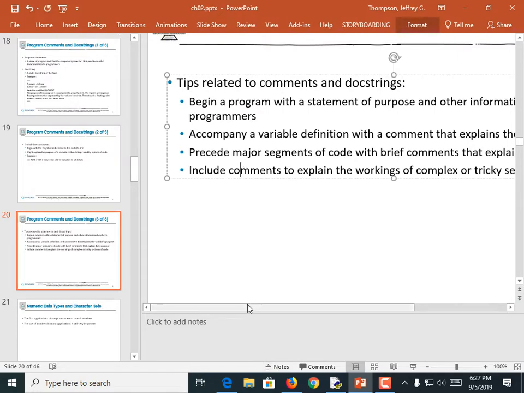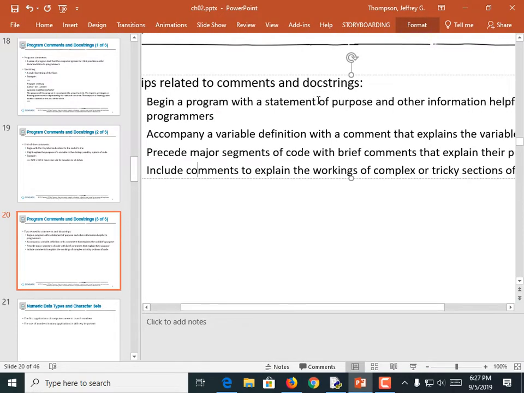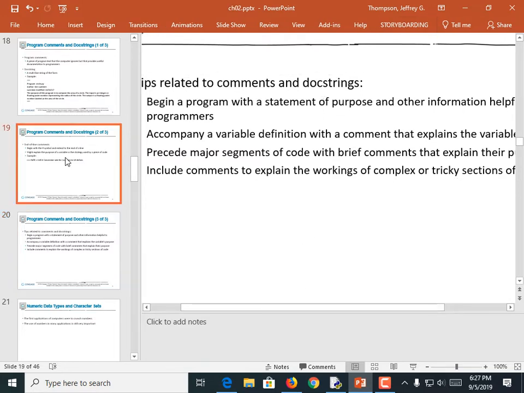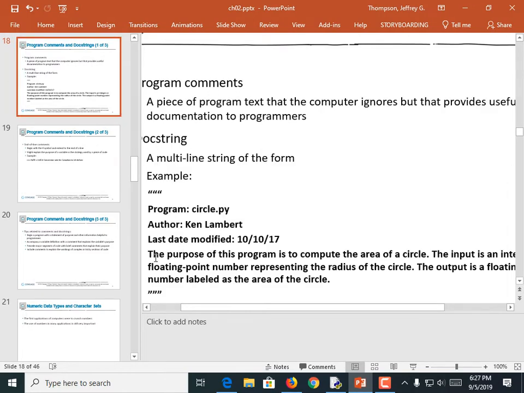So, related tips. Begin your program with a statement of purpose. The purpose of my program is to get a good grade. Yeah, maybe it's supposed to be a different statement of purpose. More like this: the purpose of the program is to compute the area of a circle.